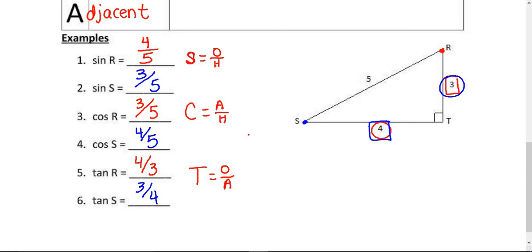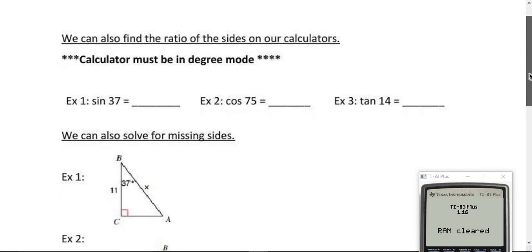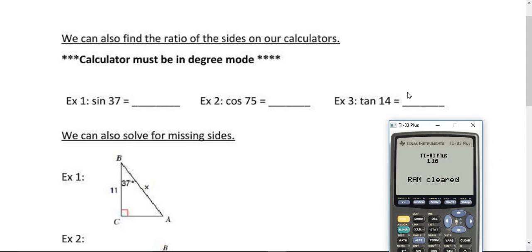Let's go on to the next page. All right, so we've already seen how to find the trig functions using SOHCAHTOA, but something you might also need to do is just find the sine of 37 degrees, because we always do the trig functions of angles. So if we're talking about angles, first of all, we always want to be in degrees.